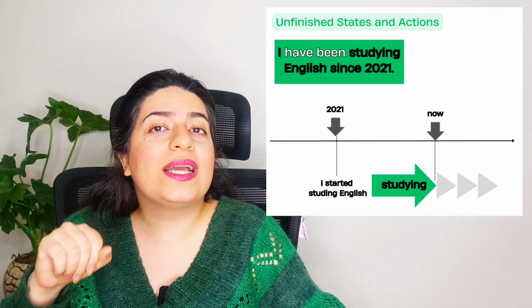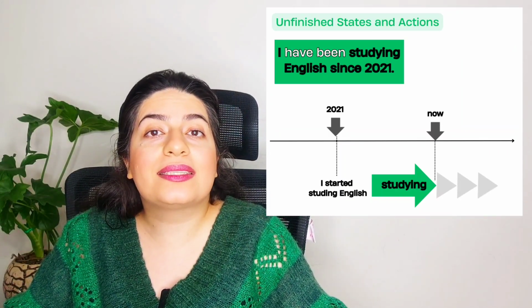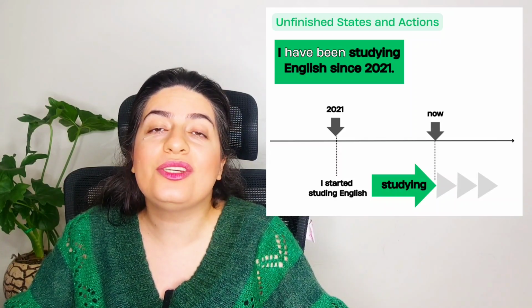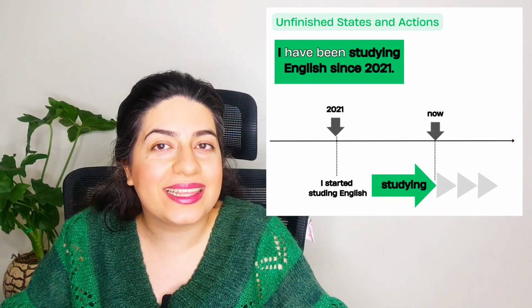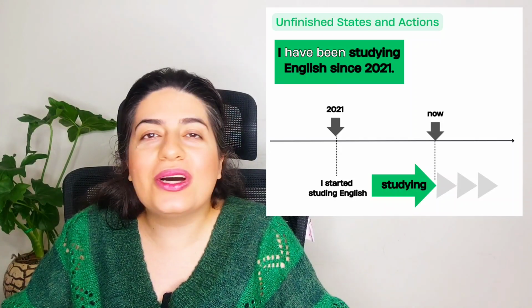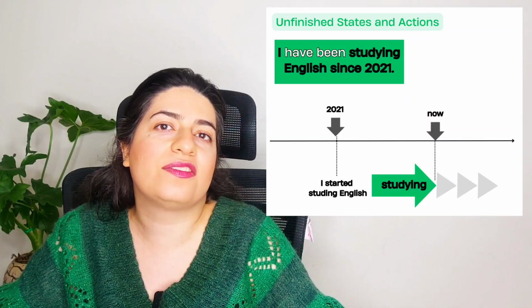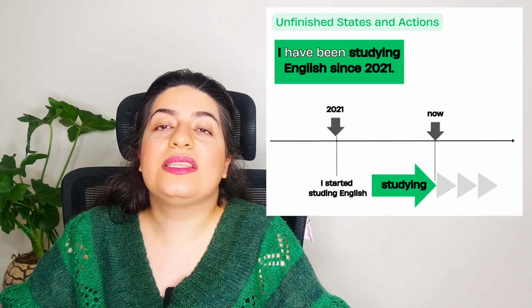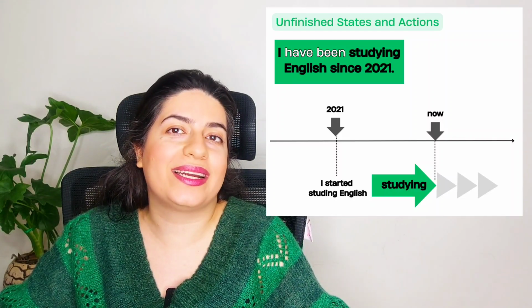2021 was my starting point for studying English. So I started in 2021 and I have continued for 3 years until the present day. You don't know if I will continue studying English in the future. Using have been or has been doesn't give you any information about the future.